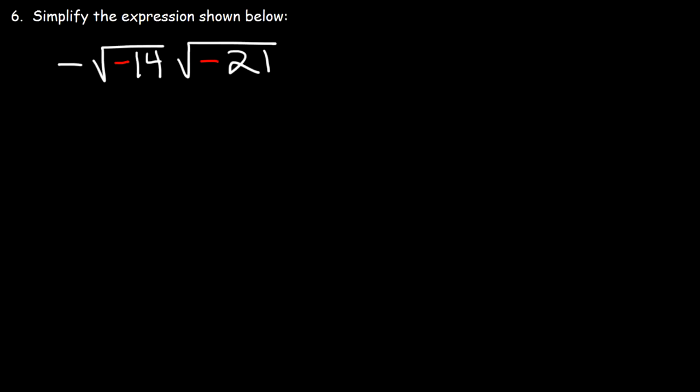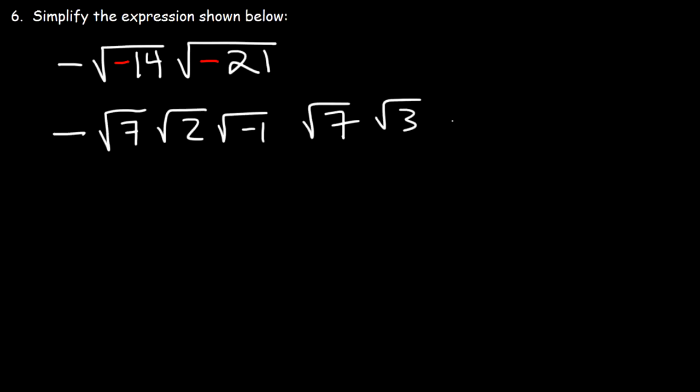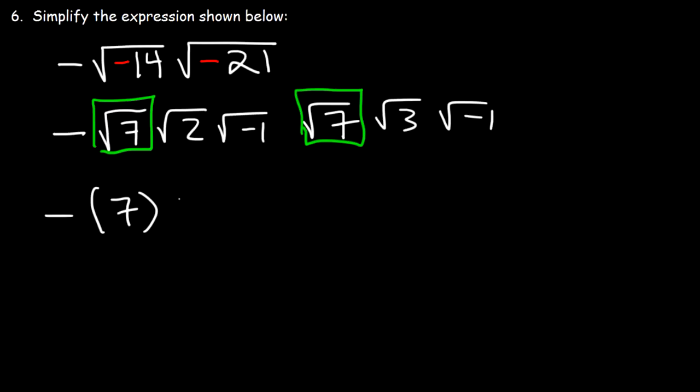Number 6, simplify the expression shown below. We can break up the square root of negative 14 as root 7, 2, and negative 1. 7 times 2 times negative 1 is negative 14. 7 times 3 times negative 1 is negative 21. Now we can combine the square root of 7 times the square root of 7. That's equal to the square root of 49, which is equal to positive 7.